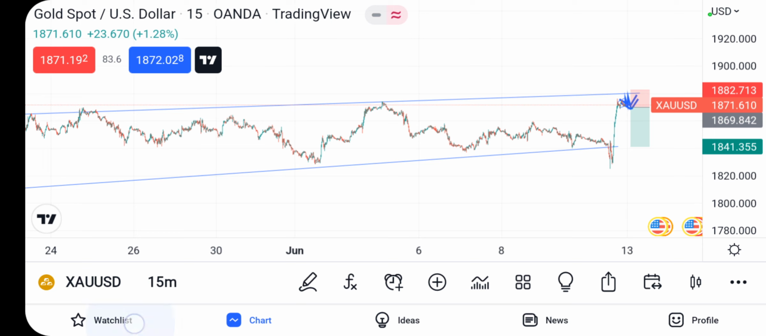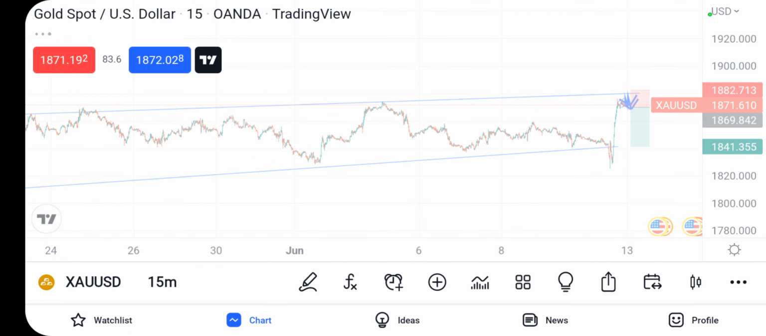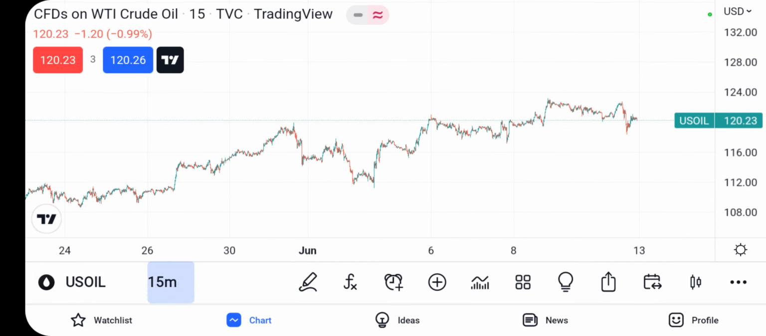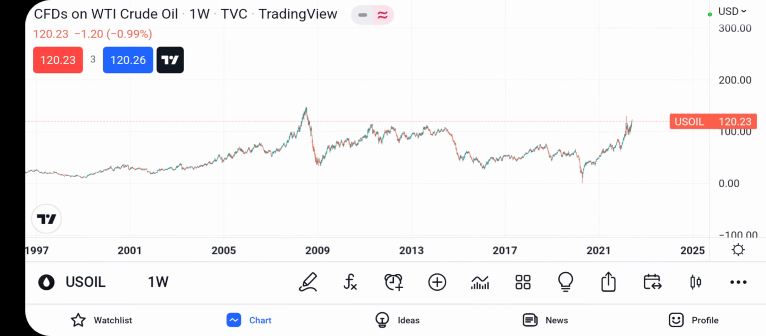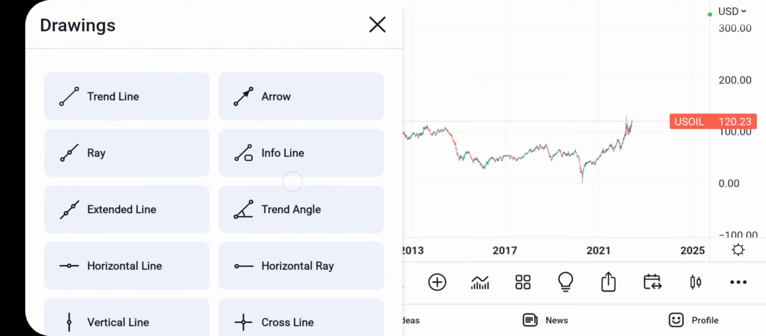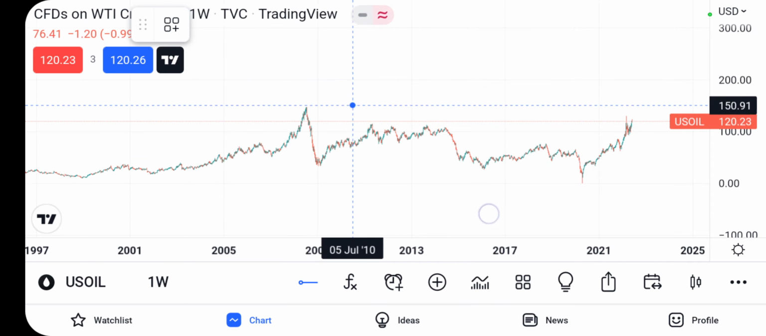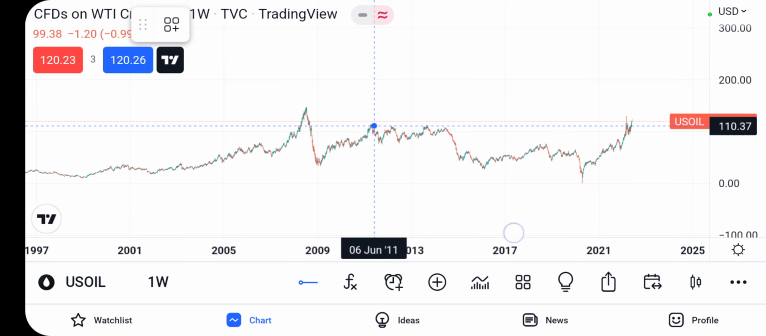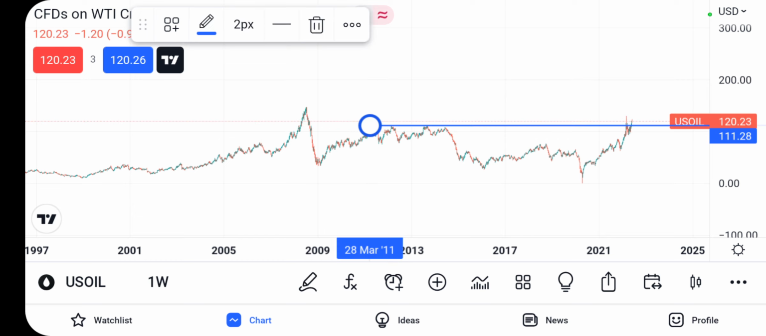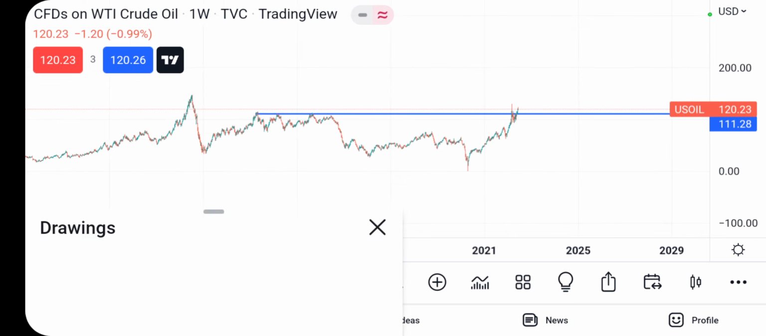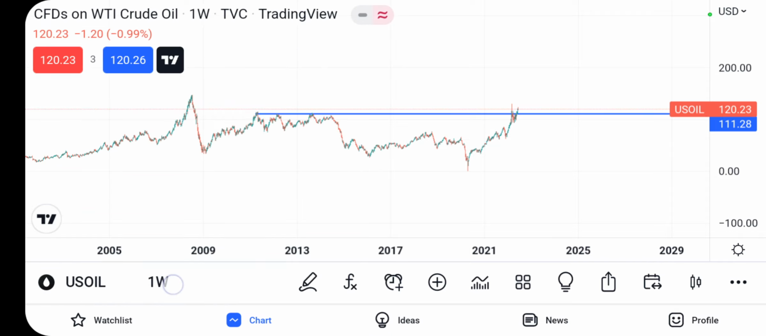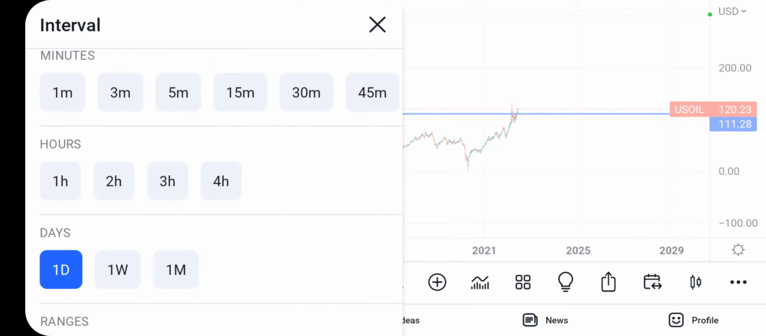So let me go to another asset, oil maybe. As usual, I'll go to the weekly to check if there's something interesting here. You can simply see that oil made a false breakout. So let's go straight there and see what's happening there, guys. We'll go to the daily.